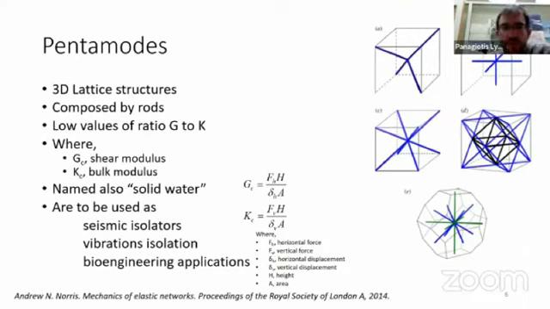So Pentamodes are 3D lattice structures which are composed of rods, and they have low values of the ratio G to K, where G is the shear modulus and K is the bulk modulus. Because they have low values of the ratio G to K, they are also named solid water. They can be used for seismic isolators and generally for vibration isolation and in bioengineering applications.